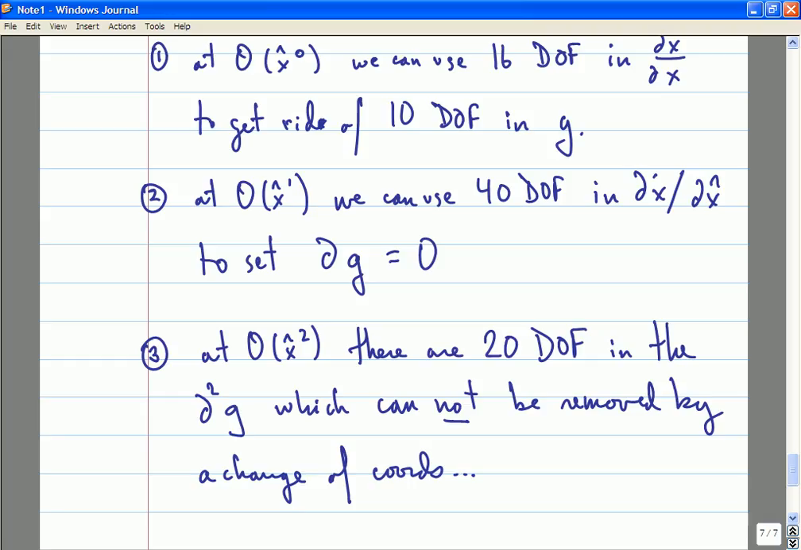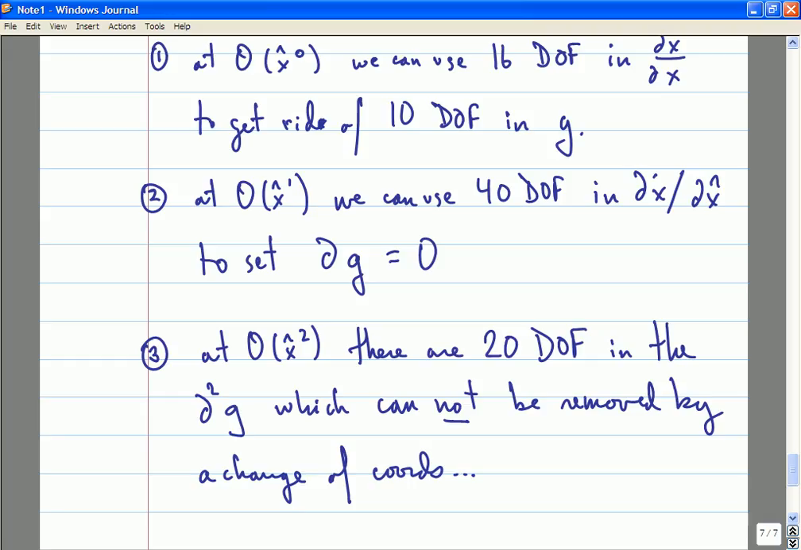So what you would really like is some tensorial packaging of all of the information in the second derivative of the metric. So there are 20 degrees of freedom in the second derivative of the metric which can't be removed by a coordinate transformation. And as we will see shortly, maybe by the end of class or early next class, the covariant way of packaging those 20 degrees of freedom is precisely the Riemann curvature tensor.